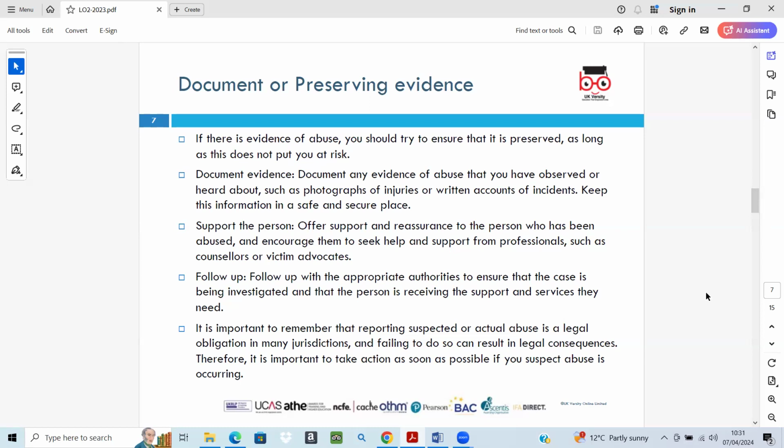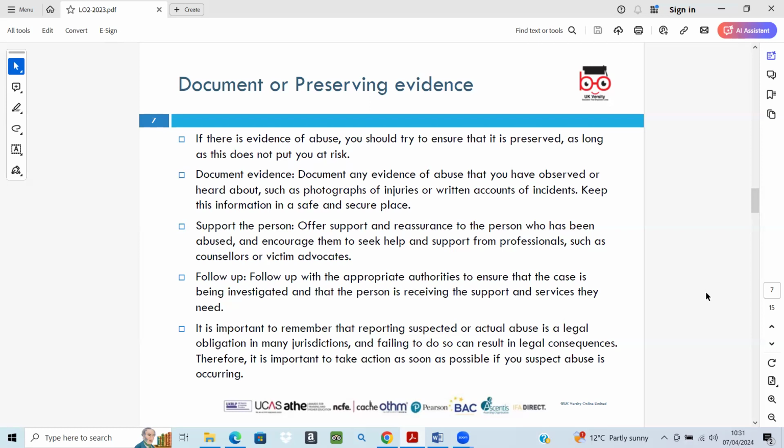Then we need to document the evidence, document any evidence of abuse that you have observed or heard. This includes taking photographs of injuries, recording written accounts of incidents, or noting any changes in behavior. Keep this information in a safe and secure place.